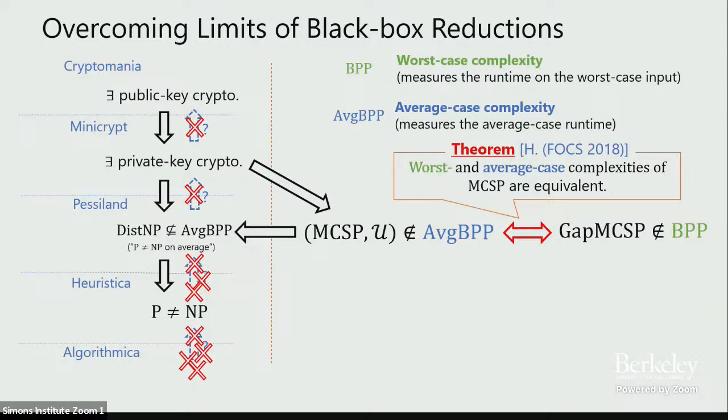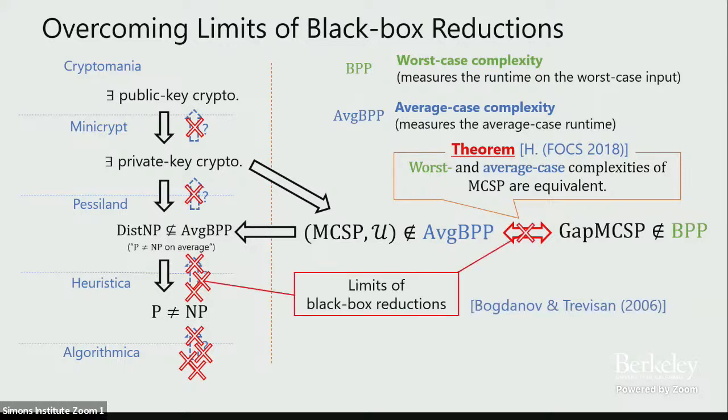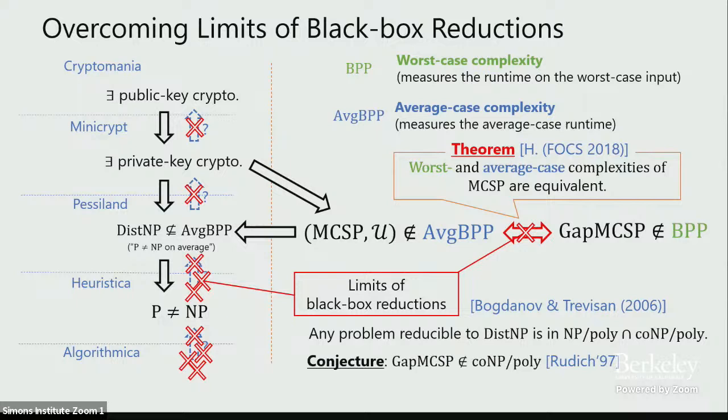And what's important about this result is that this overcomes the limits of black-box reduction. What it means is that Bogdanov and Trevisan showed that if you consider any problem that is reducible to distributional NP by using a non-adaptive reduction, then that problem must be in NP/poly, in coNP/poly. And there's a conjecture saying that Gap-MCSP shouldn't be in coNP/poly. So under this conjecture, this kind of worst-case to average-case connection cannot be shown by using a standard notion of reduction, namely black-box reduction. And this is a result that goes beyond this limit.